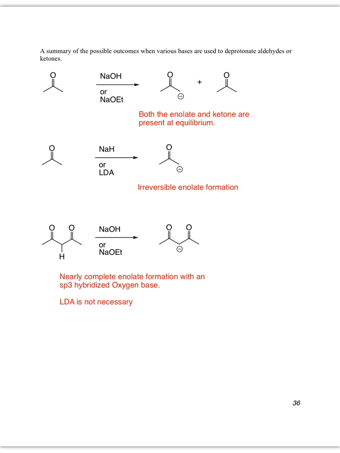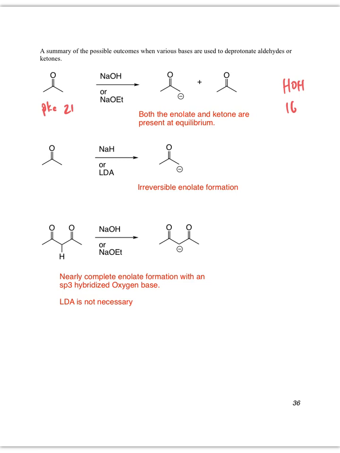So depending on what we have around, what kind of base we use, there are different amounts of the enolate that we will have in solution. If we use hydroxide, remember the pKa for the first two is going to be in the low 20s. So hydroxide or ethoxide, when it pulls off a hydrogen, it forms water. The pKa of water is about 16. The pKa of ethanol is about 16. They're all roughly the same.